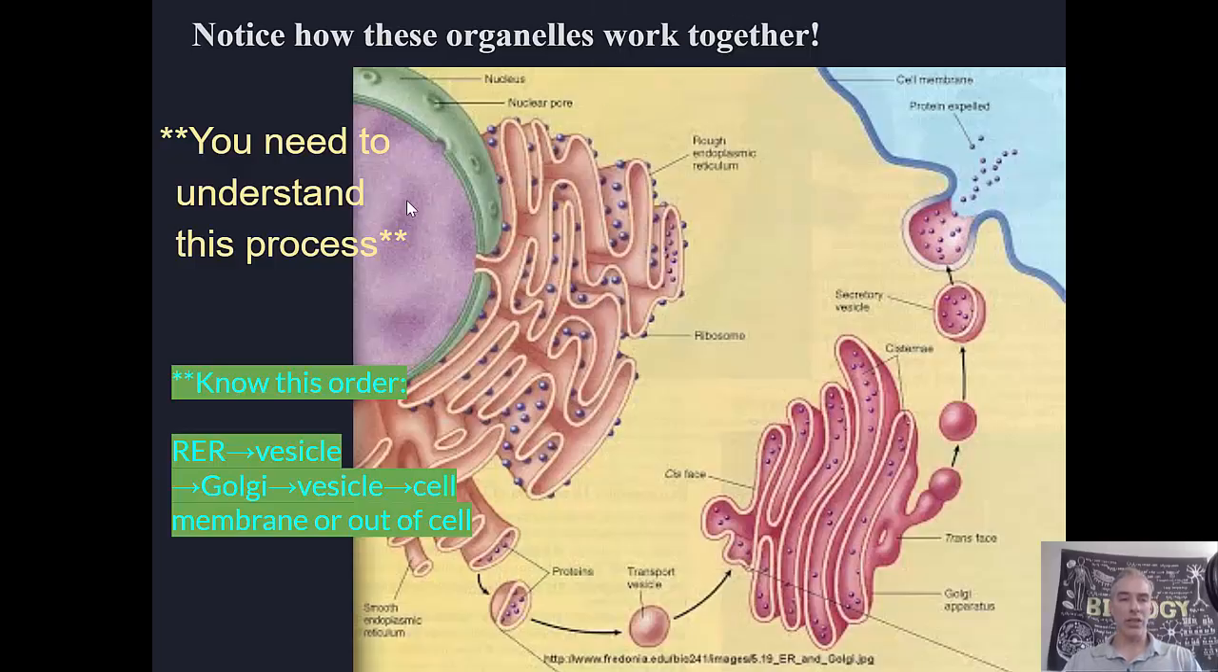So let's say there's an instruction to make a protein that leaves the nucleus. That's called mRNA, if you remember from freshman bio, or whenever you took it, if you took it in 8th grade. The mRNA will go to a ribosome. The ribosome will read it and start making a protein.